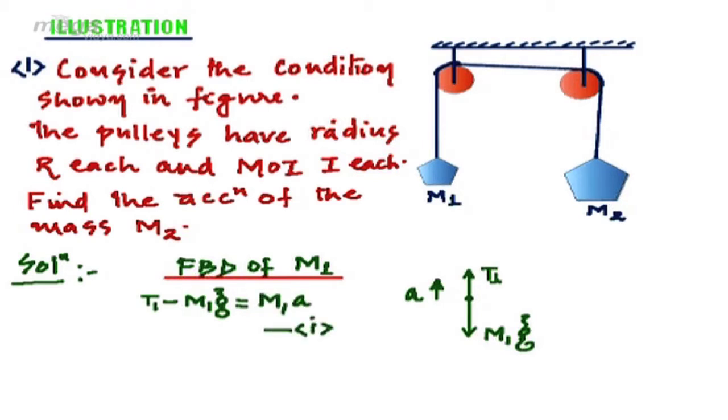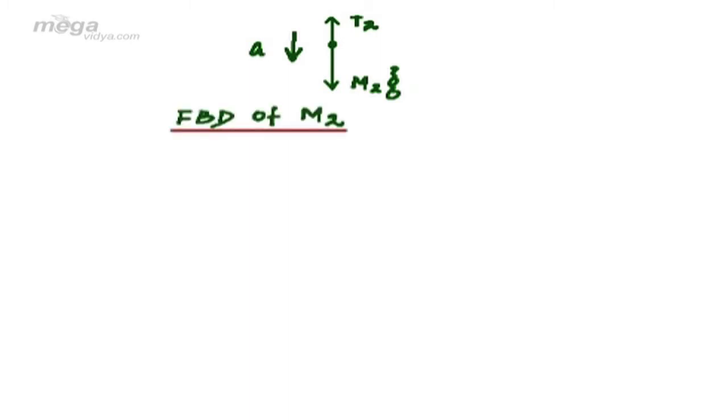Similarly, taking the FBD of the second mass m2, the weight of m2 will act downward, which will be equal to m2 into g. Let us consider the tension acting on the string to be T2, and as already known, the acceleration a will be in the downward direction. The equation will read as m2g minus T2 will be equal to m2a, considering it as the second equation.